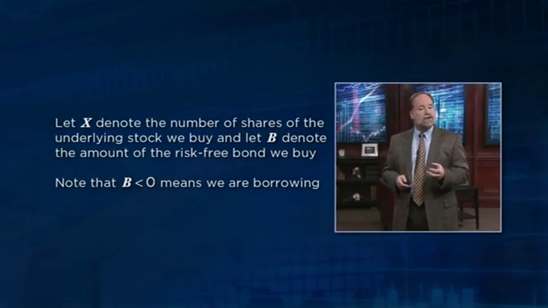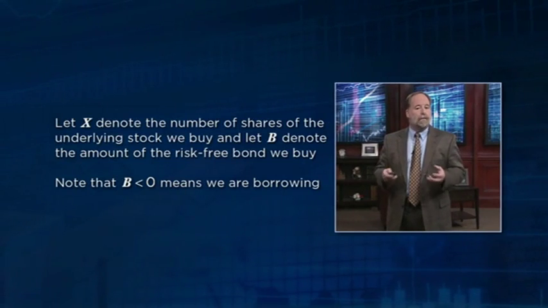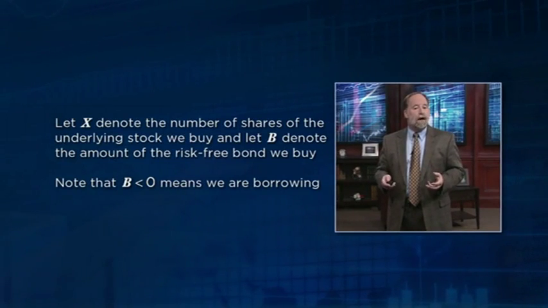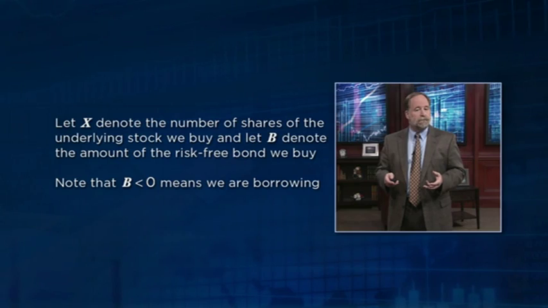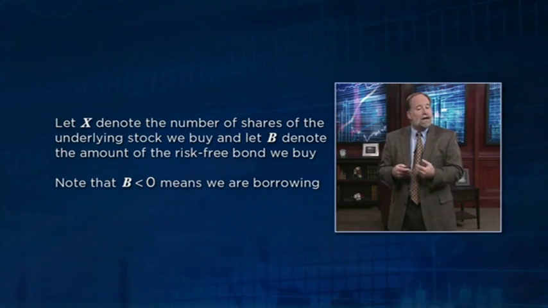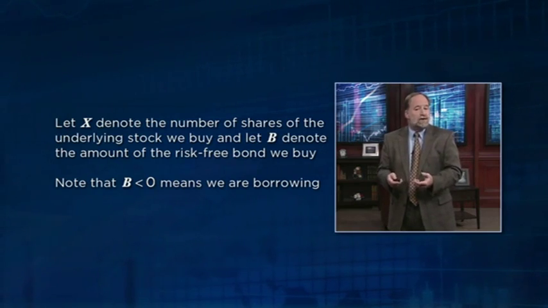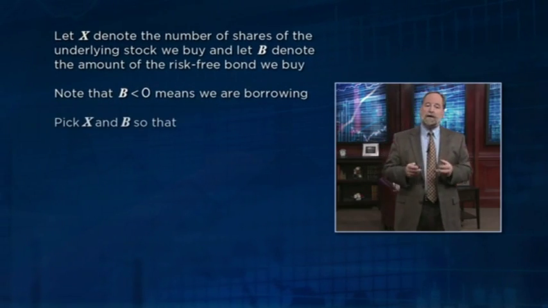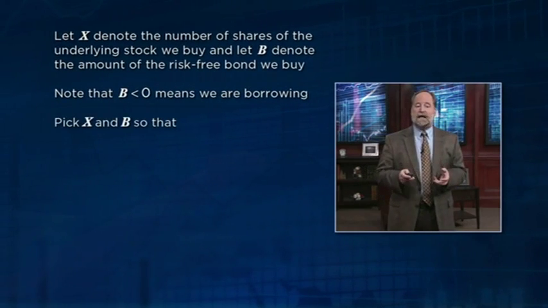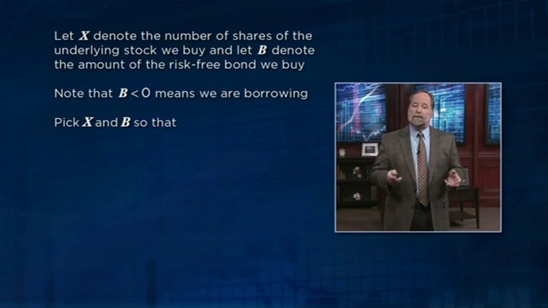Okay, now what we need to do is form the replicating portfolio. Let's let X denote the number of shares of the underlying stock we buy, and let B denote the amount of the risk-free bond we buy. By the way, if B is a negative number, that means we're borrowing. So negative means you're short. Okay, so what we're going to need to do here is pick X and B to solve two equations simultaneously.